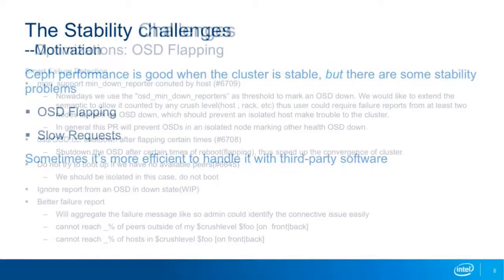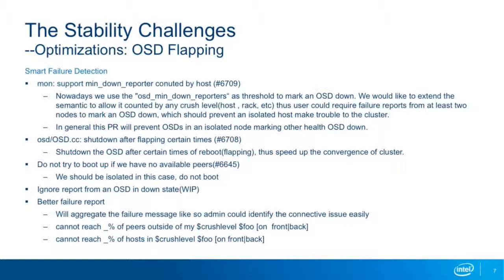We did some analysis on this, and we also did some optimization. The first thing is OSD flapping. It turned out that currently the heartbeat is not working in a very reasonable way. For example, if you have a physical host that has like 9 OSDs, each OSD still has the chance to vote down other OSDs if that physical node's network was disconnected.